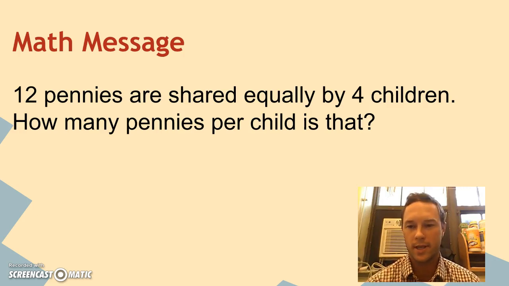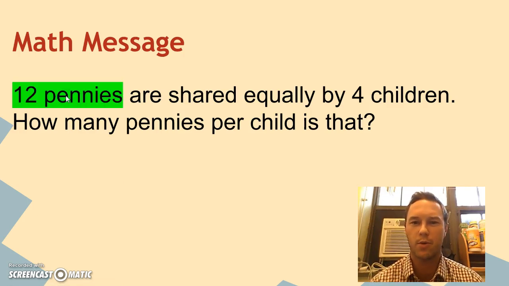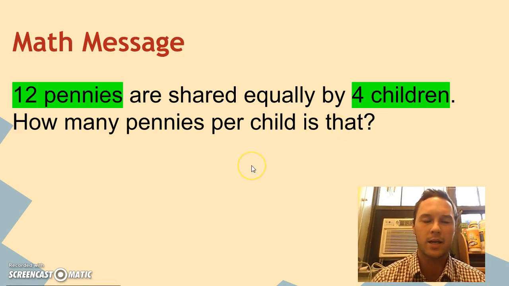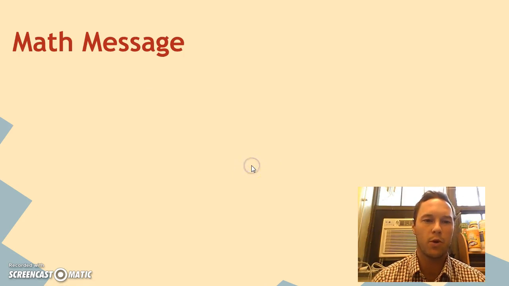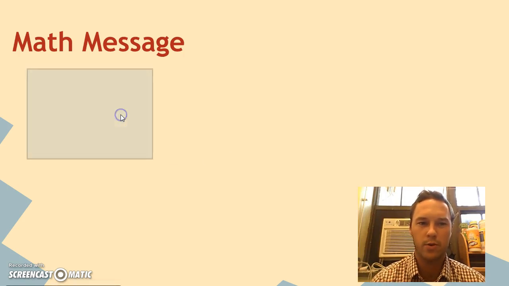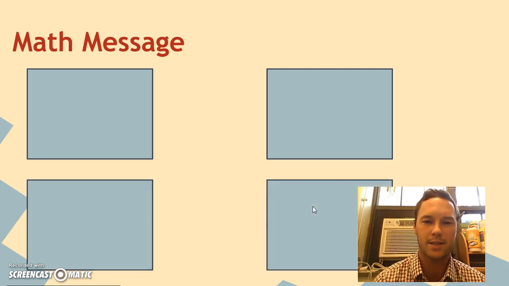So the first thing that we're going to do is look for the important parts of this word problem. I think 12 pennies is pretty important, and 4 children, because we're dividing them between 4 children. So we're going to highlight those, and we're going to think about that as we move forward. Because we're splitting them up between 4 children, we're going to put 1, 2, 3, 4 boxes here.